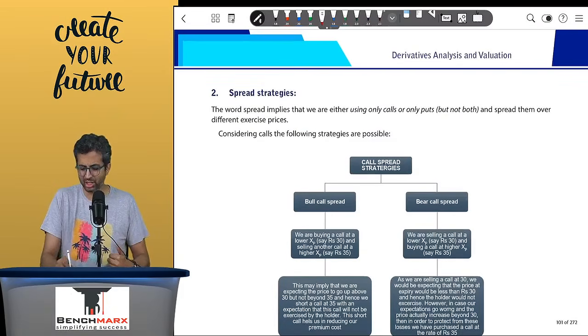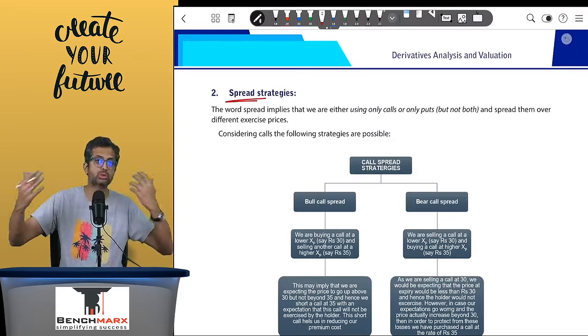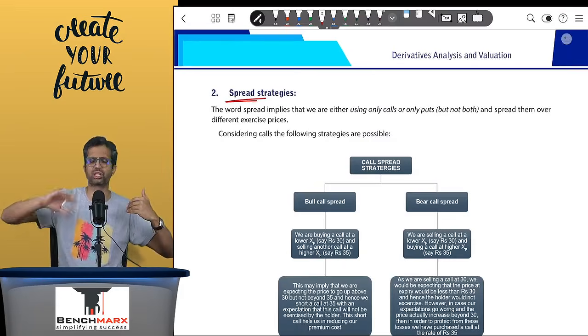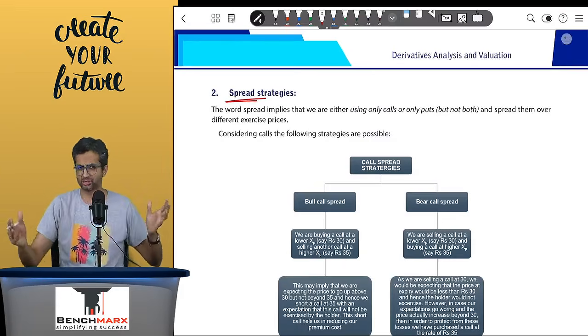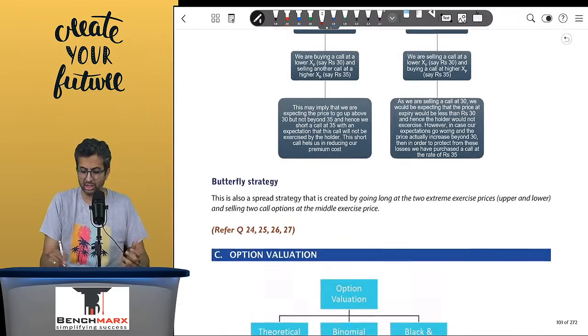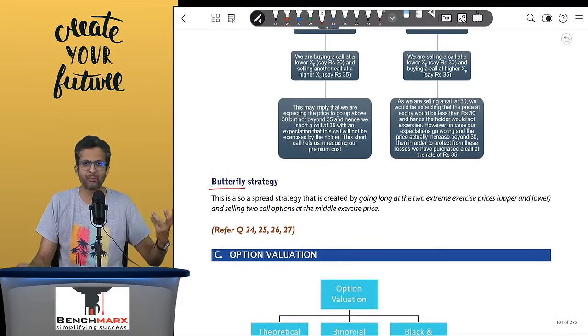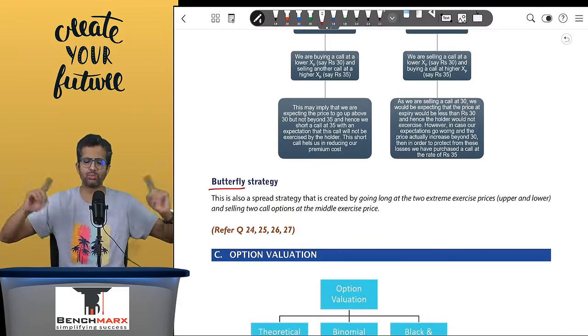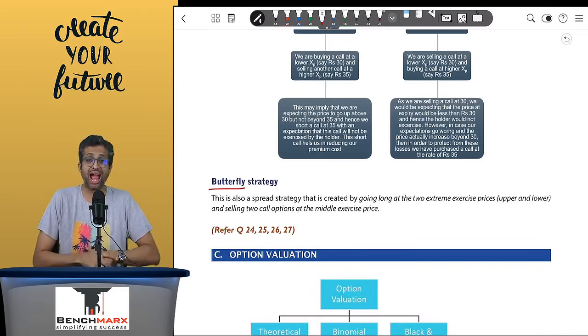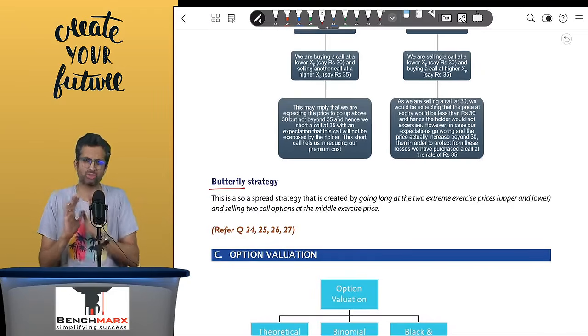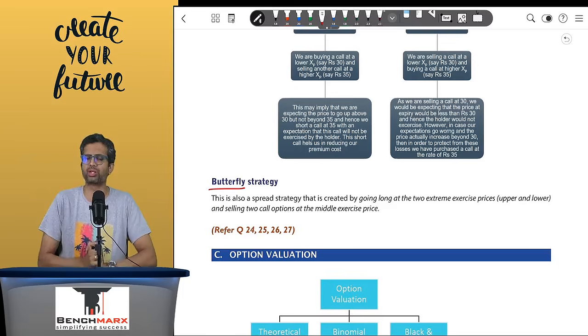Similarly, there can be other strategies like a spread strategy, where you can just look at calls. So you can buy a call at a lower exercise price, sell a call at a higher exercise price, or vice versa. Or you can have strategies like a butterfly strategy, where you buy two calls at the upper and the lower limit and sell a call at the middle one. So just have a broad understanding. Do not really rack your brains a lot behind this, and it should suffice.